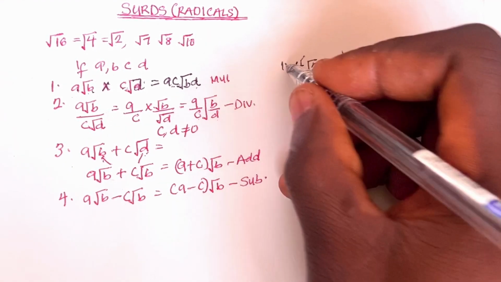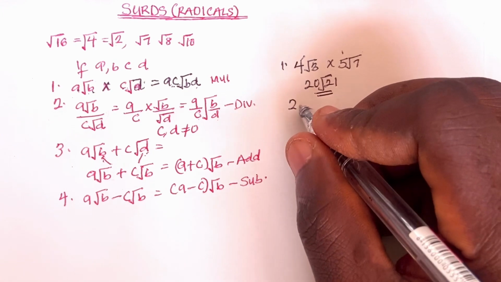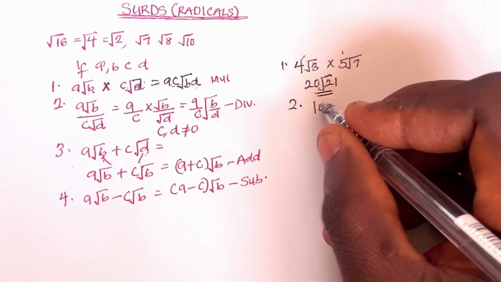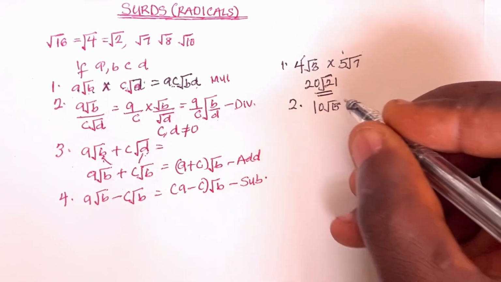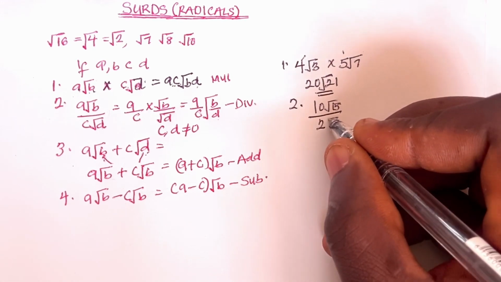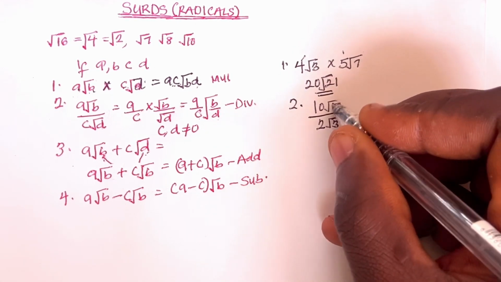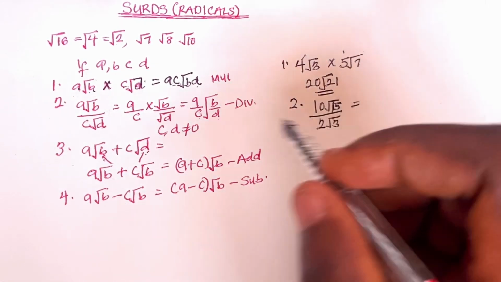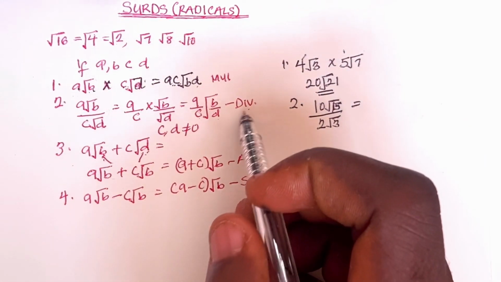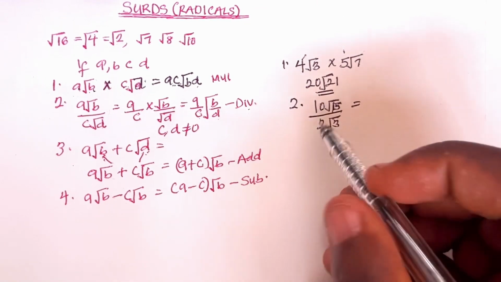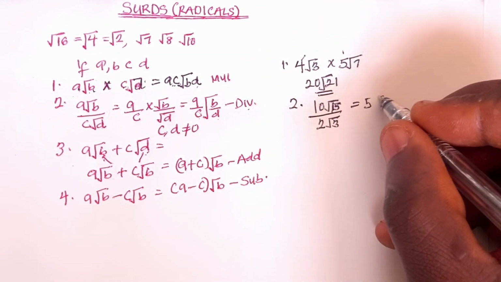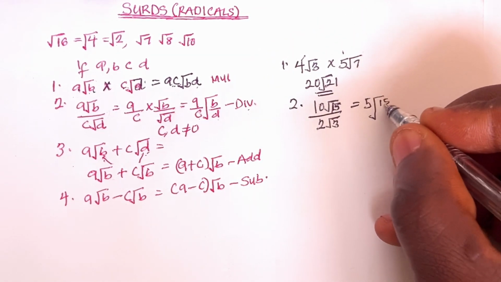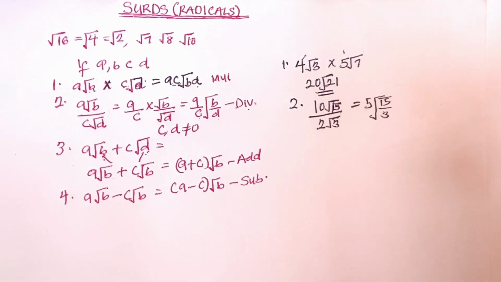So now, let's say you are given another question. You're asked to simplify 10 root 15 divided by 2 root 3. It's very simple. Just go ahead and use the law of division, which is that you are dividing. So 10 divided by 2, that's actually 5. Then root of 15 divided by 3. Exactly. So that's just it.